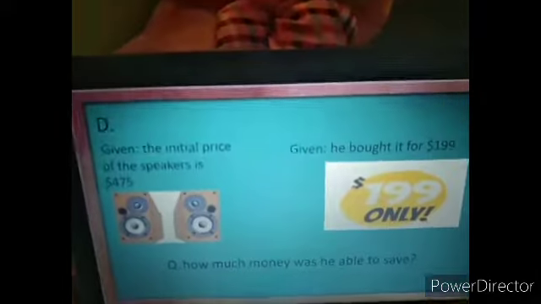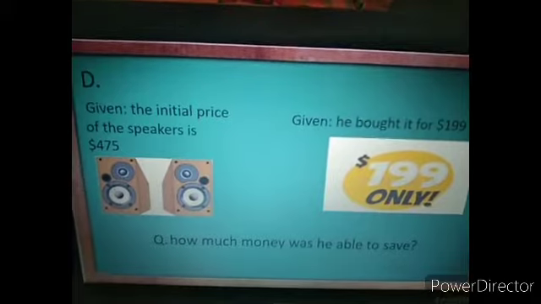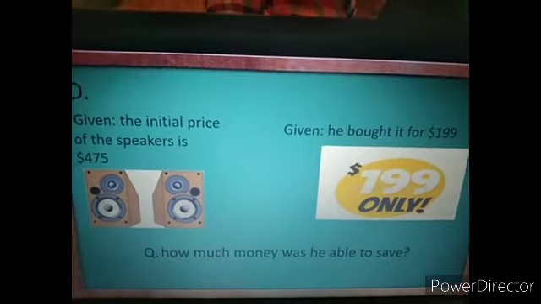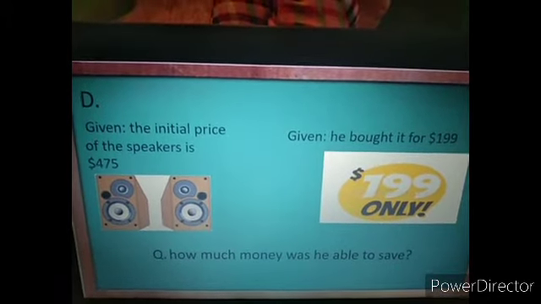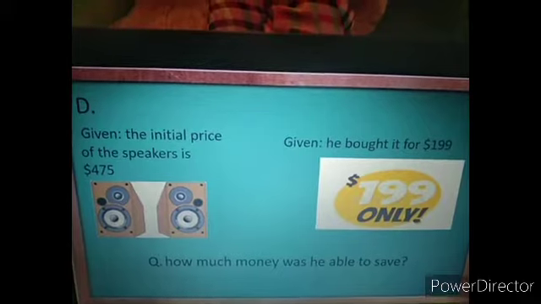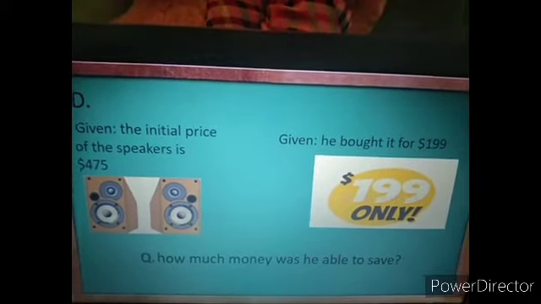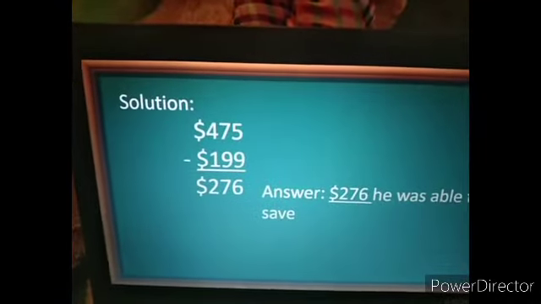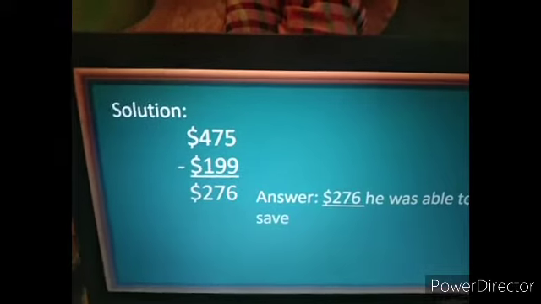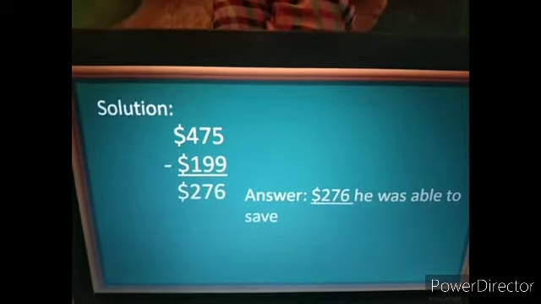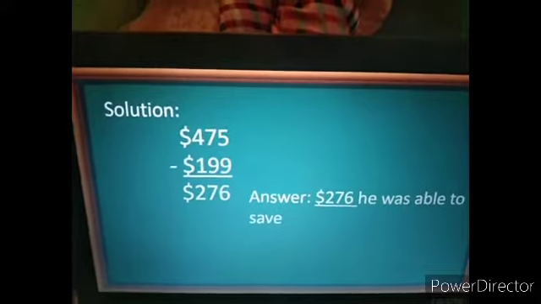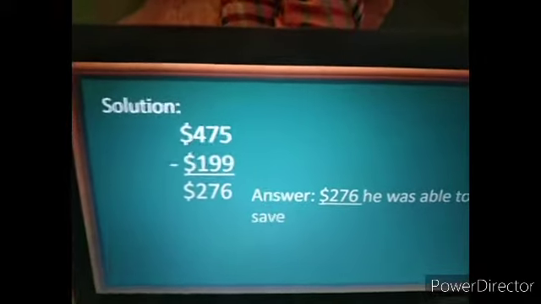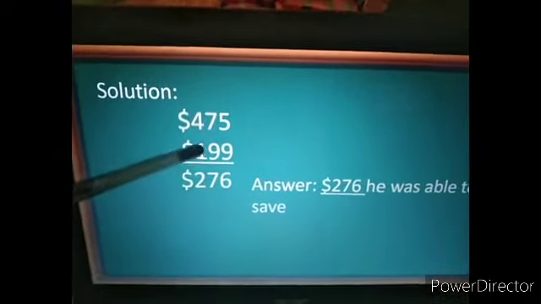Okay, let's proceed to letter D. So given the initial price of the speaker is $475, and he bought it for $199. So how much money was he able to save? So let's subtract. So again, we have here $475 and $199. So again, the 5 isn't big enough to minus the 9.